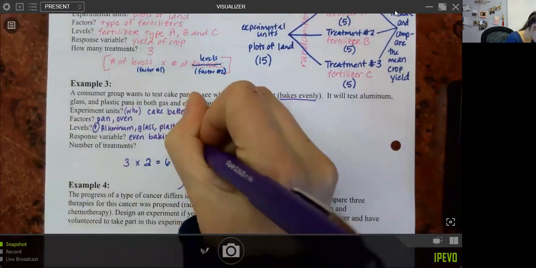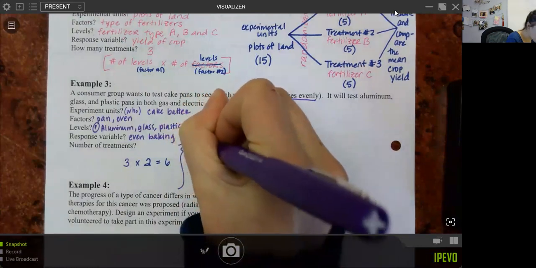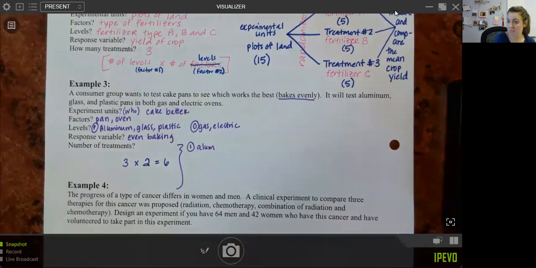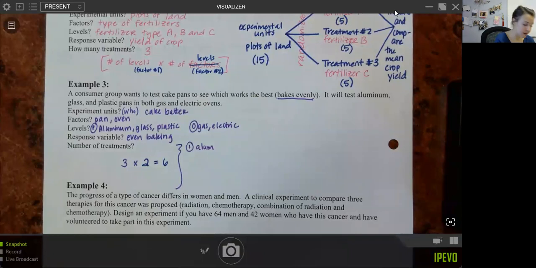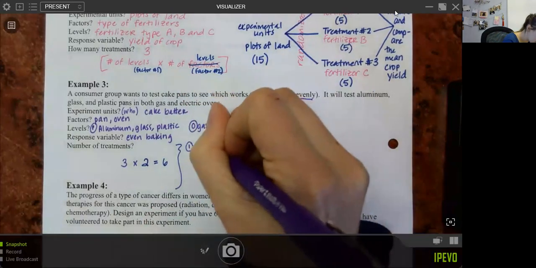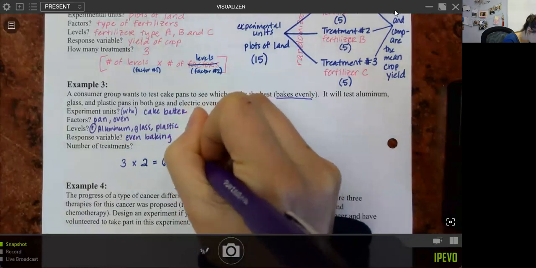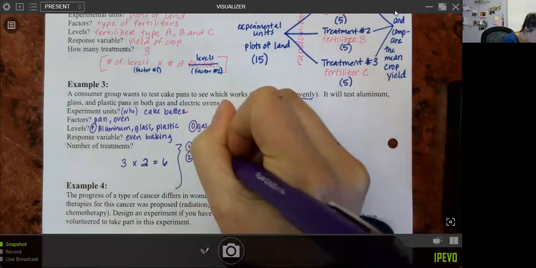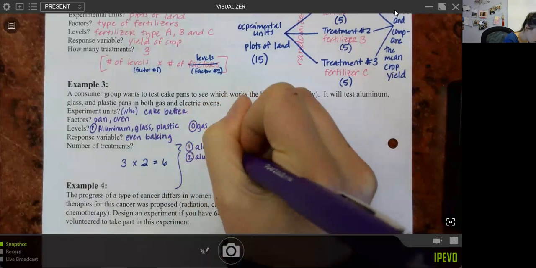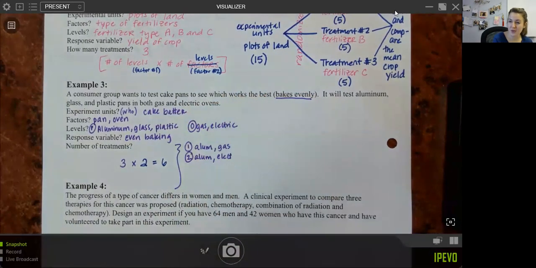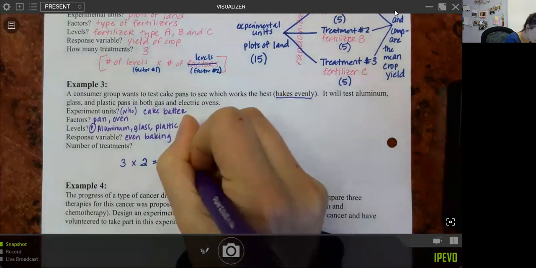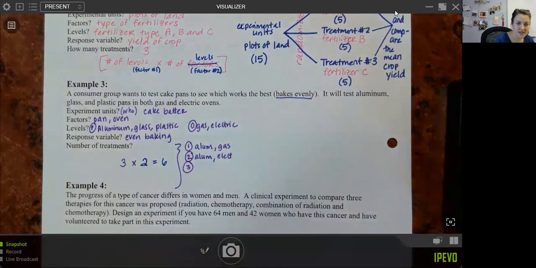Here is one treatment group. You could have the aluminum type of pan, but you have the gas type of oven. You could have an aluminum pan, but you could also do the electric oven. Okay, so notice what I'm doing here. I'm writing them out, but I'm going to do all of my different combinations. There's no other combinations I can do with aluminum.